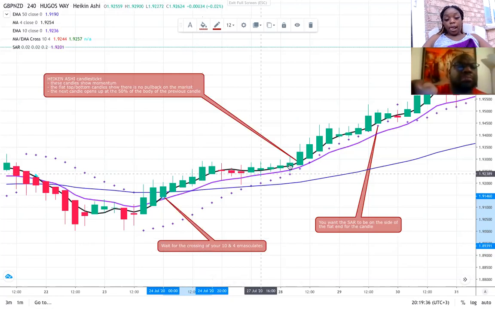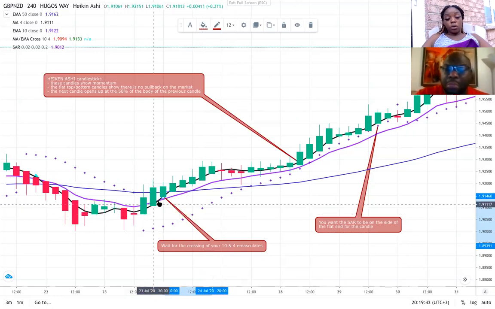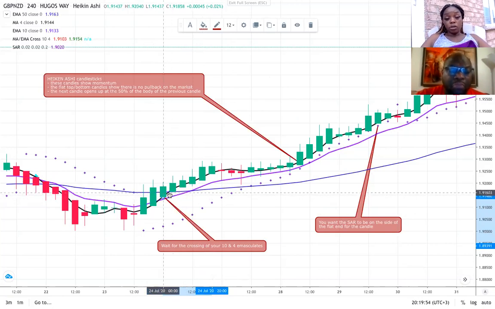Okay. And then once you have that, so you have your flat bottom, here's one confirmation. Your SAR is below, that's another confirmation. Here, you wait till the third candle, there's your confirmation for the cross. And then even on your fourth candle, you have the 4 cross with the 50, because that's the original MA cross, right?